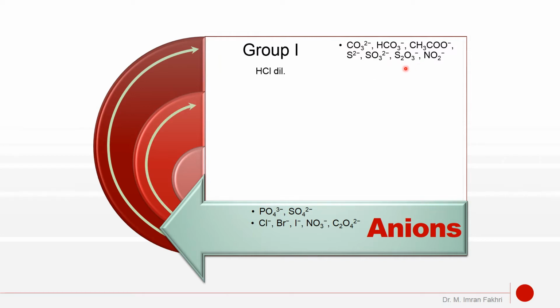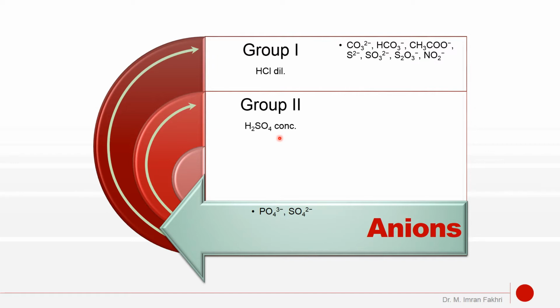If there is no observation, then we have to go for the second group, in which we have to add concentrated sulfuric acid. If gas evolution, a specific smell, or a colored gas is observed, then we may have these anions present in the given salt. If there is no observation, we consider that group 2 anions are absent, as well as group 1 anions. We have to perform systematically. First, we perform the test for the group 1 anions, and then for the group 2 anions.